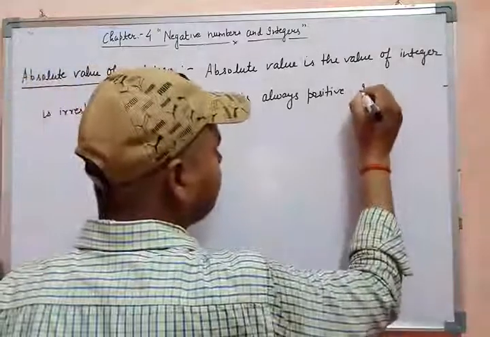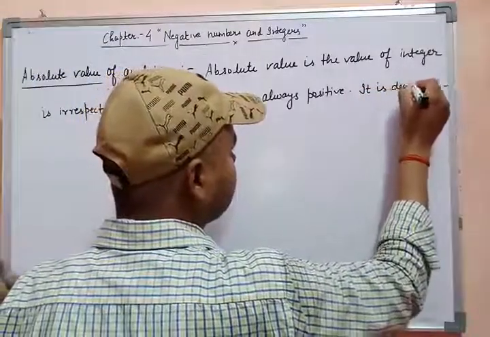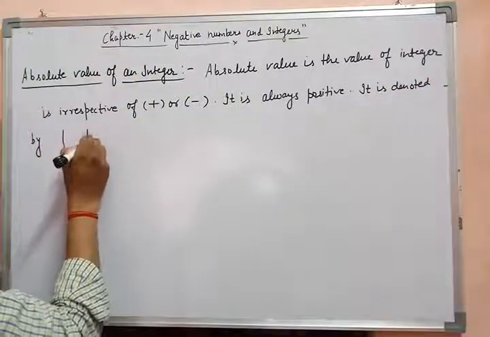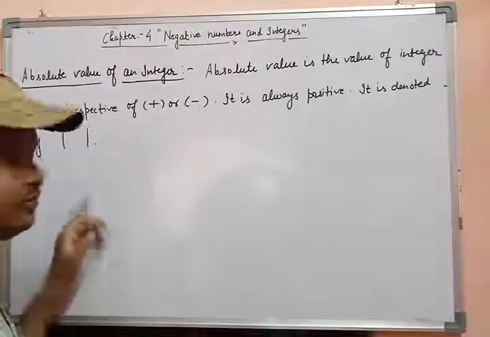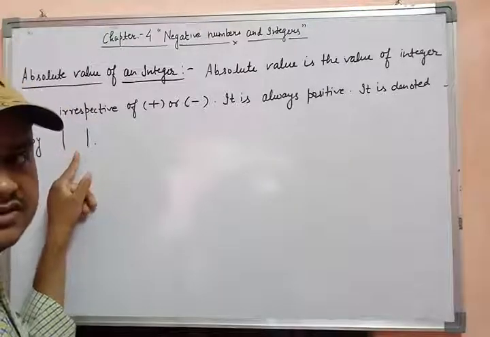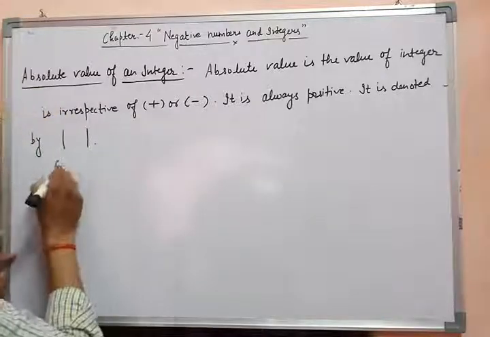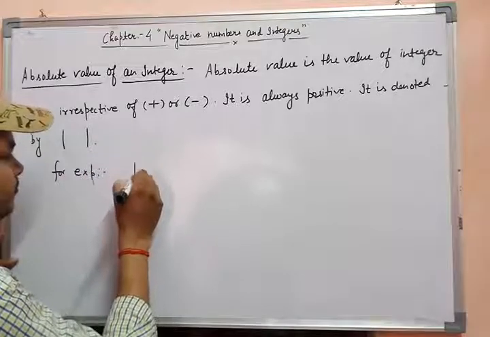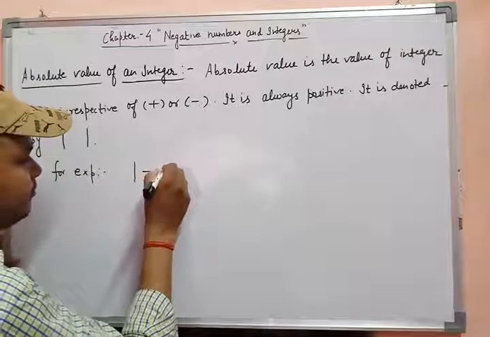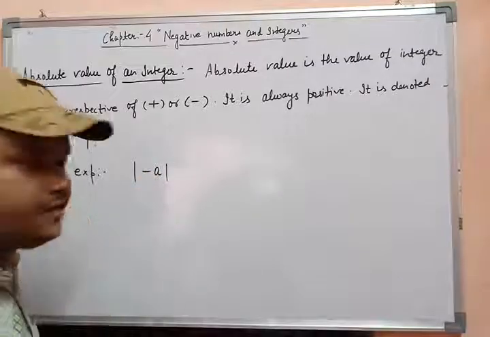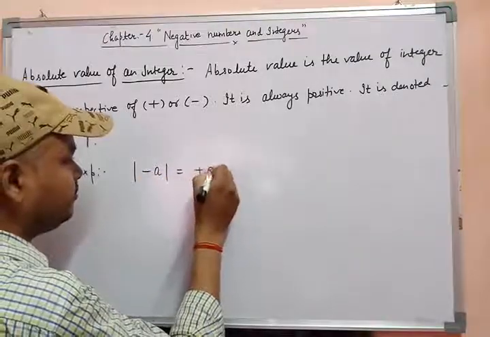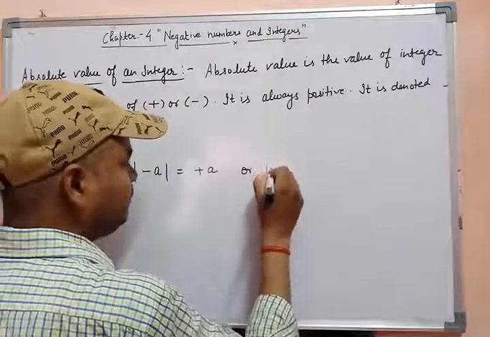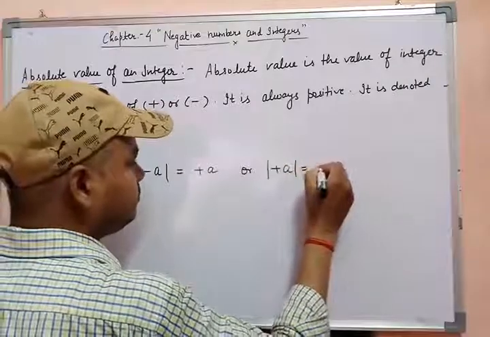it is denoted by this symbol. You have to make two lines with some space. Okay, for example, if a is any negative integer, then its absolute value is always positive, or if a is any positive integer, then it is also positive.